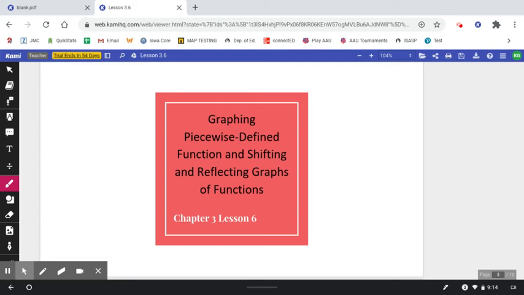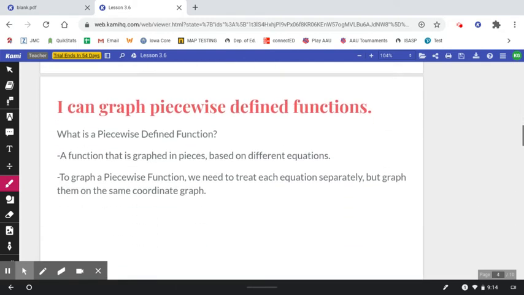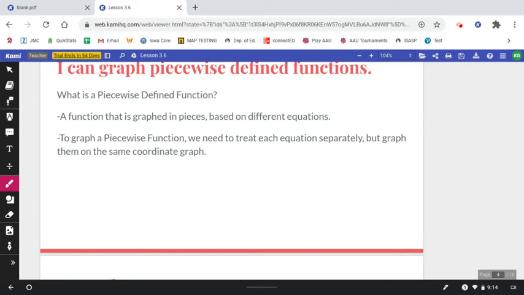Okay, Chapter 3, Lesson 6, Graphing Piecewise Defined Functions and Shifting and Reflecting Graphs of Functions. So what is a piecewise defined function? It's a function that is graphed in separate pieces based on different equations. To graph a piecewise function, we're going to treat each equation separately, but we're going to graph them on the same coordinate graph.